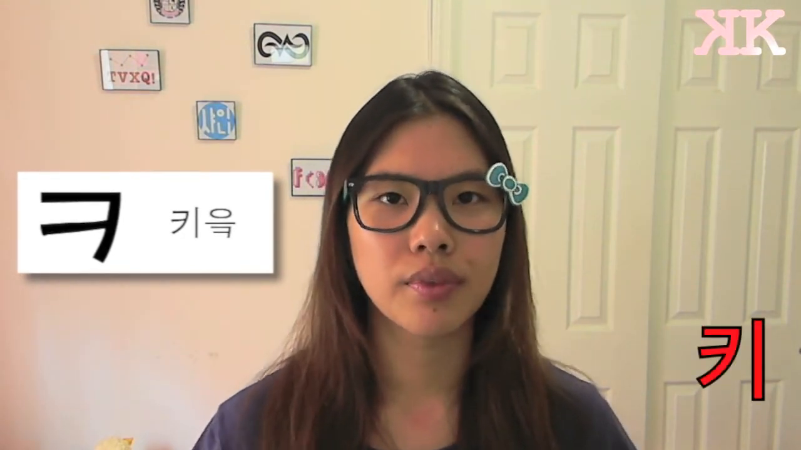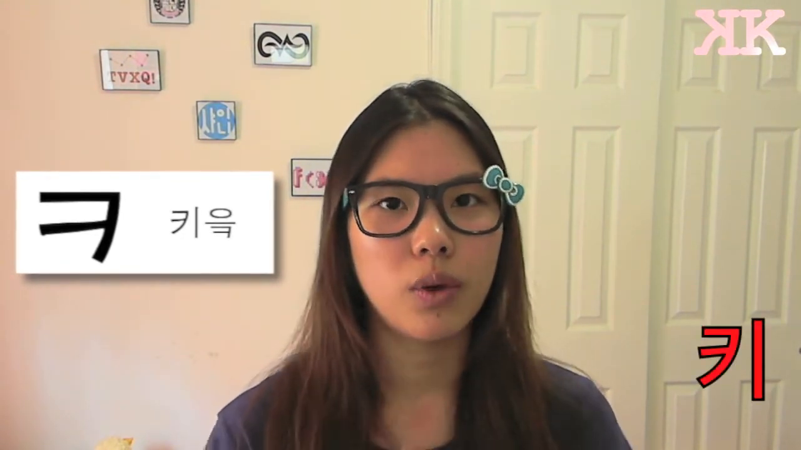Next we have kieuk, kieuk. This is an easy peasy one as well. No matter where you place it, it will always have the K sound. So for example, if you want to say ki, for that one little syllable right there, ki, the kieuk is pronounced as a K. Okay? And if it's at the end, just like kieuk, you will also pronounce it as the K sound.